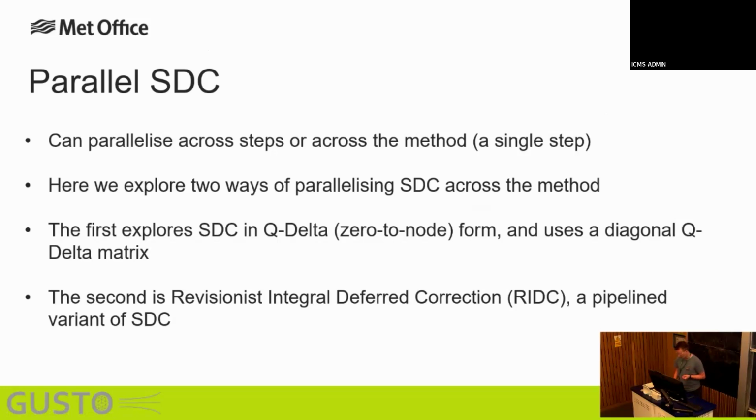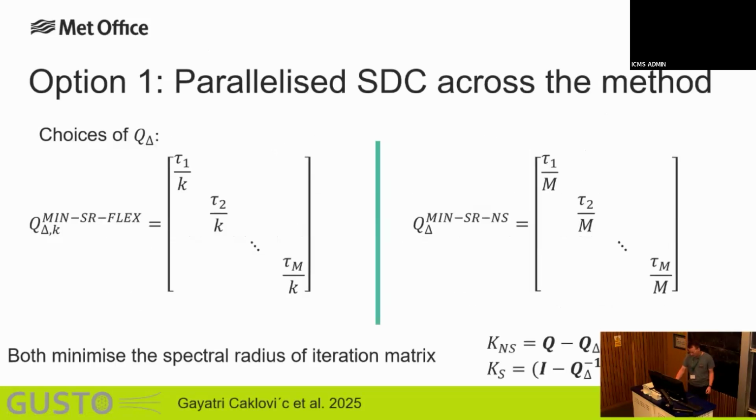Okay, so here if I'm doing explicit, I'm using the non-stiff Q delta matrix on the right, and then if implicit, it's the flex one. These are essentially from Gaia and Thiebaud's paper, and they minimize the spectral radius of the iteration matrices for the stiff and non-stiff.